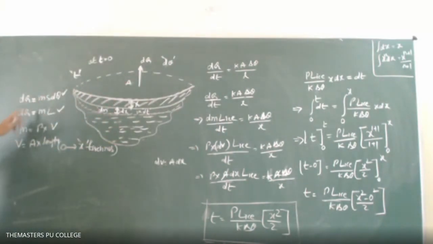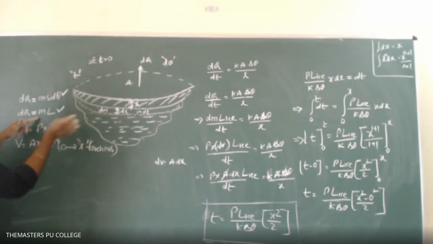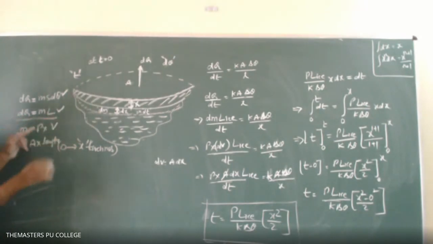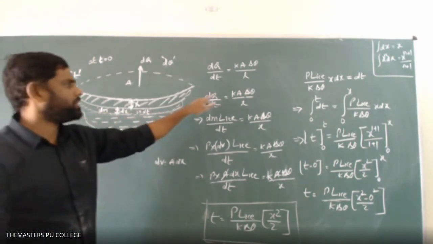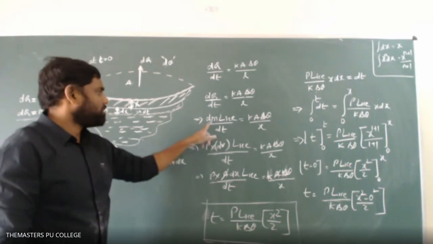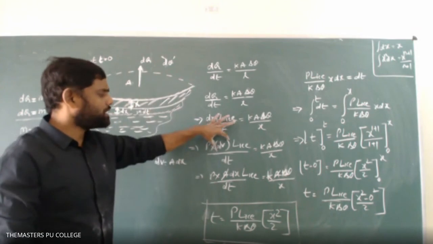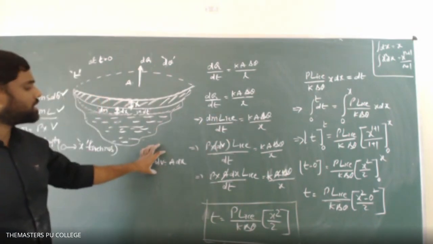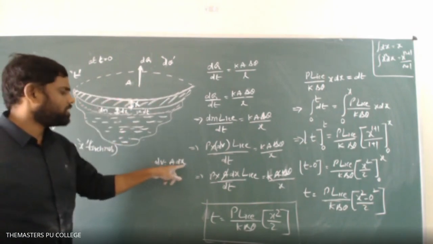And we know these two formulas: dq is equal to m s d theta, and dq is equal to m into L. When are we going to use this formula? Here the phase of matter changes, so I have to use this formula. How much mass is frozen? dm amount of mass is frozen. That's why dq is equal to dm into latent heat of ice. So this mass is equal to what can I write? Density into the increase in volume of the ice layer, dv. The increase in volume I can write as area of the ice layer into increase in thickness, area into dx.